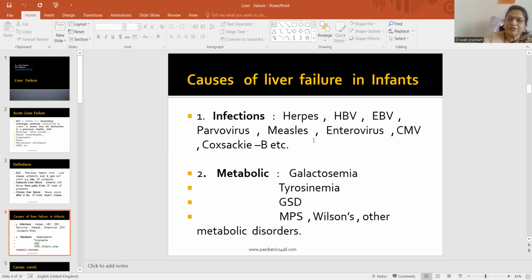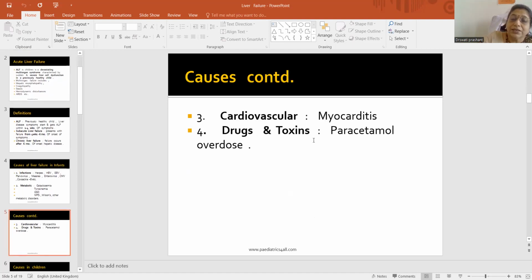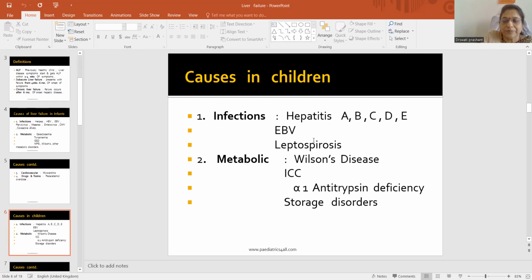Causes of liver failure in infants: infections, like viral infections, herpes, hepatitis B, Epstein-Barr, parvovirus, measles, enterovirus, cytomegalovirus, Coxsackie B, etc. Metabolic causes include galactosemia, tyrosinemia, GST, MPS, Wilson's. Other metabolic disorders also lead to liver failure. Cardiovascular myocarditis may lead to liver failure. Drugs and toxins like paracetamol overdose.